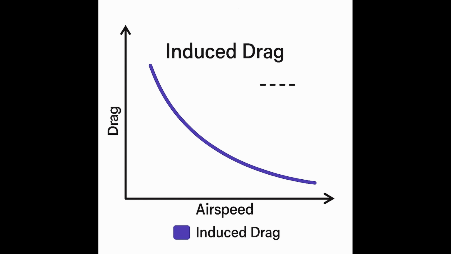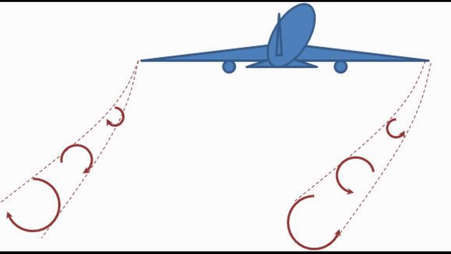Let's start with the induced drag. It's also called lift-induced drag. Lift-induced drag is a byproduct of generating lift. When a wing produces lift, high-pressure air below the wing spills over the wingtip into the low-pressure region above, creating swirling vortices. These vortices tilt the total aerodynamic force backward, introducing a drag component parallel to the relative wind.